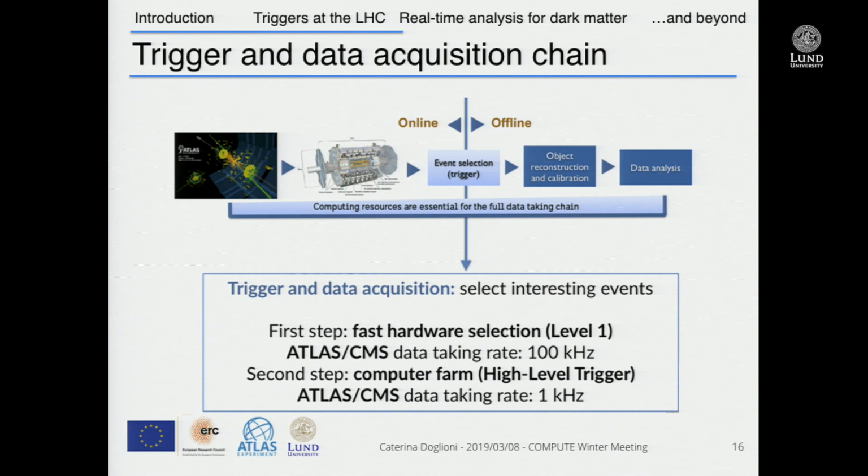You have the collision, you have the detector, then you have the system that makes the decision. Then you have the offline side, where once you've selected the events, you can record them on disk and do your reconstruction, your calibration of the objects, and the data analysis. And computing is essential pretty much everywhere. So we go from 30 megahertz to 100 kilohertz to 1 kilohertz. So at the end, we can take 1,000 events per second to disk, roughly.